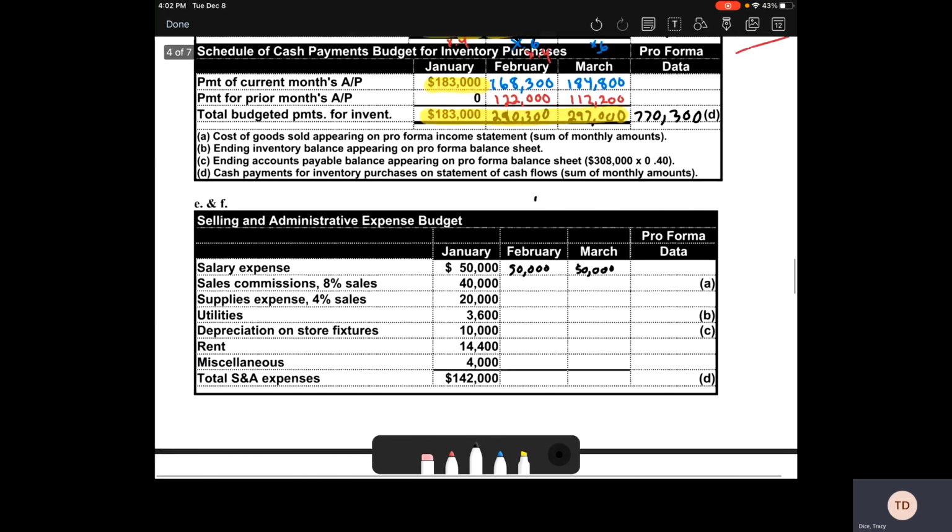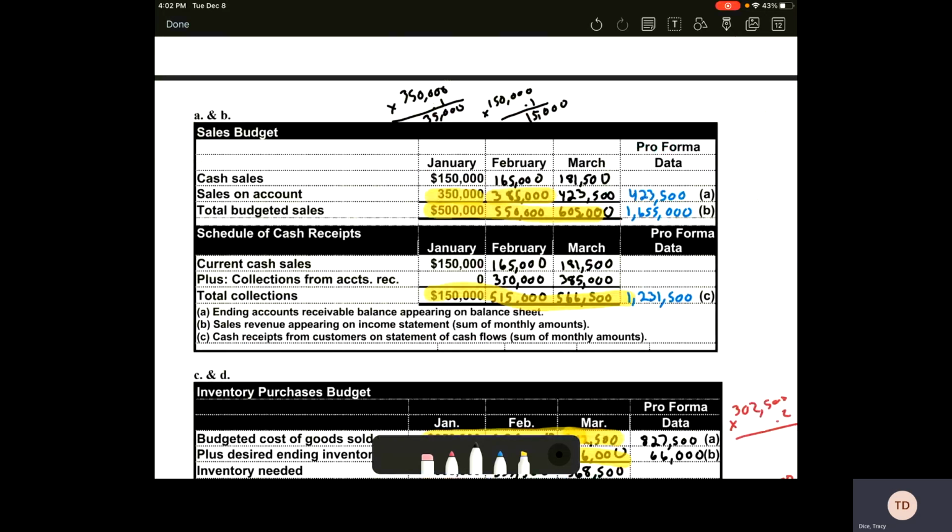So now we have to come back up to our sales budget. Here's my total sales. So if I'm taking 500,000 for the month of January times 0.08, we get $40,000. So we need to take these times 0.08 to get our sales commission. So the first one would be 40,000. Month of February will be 44,000. And the month of March would be 48,400 when you do this math.